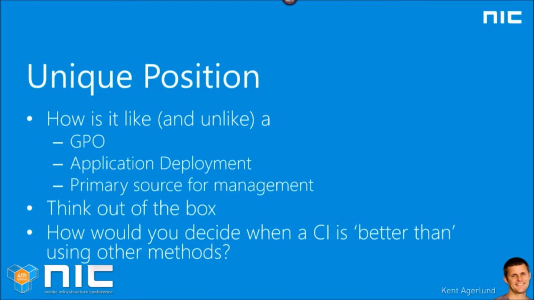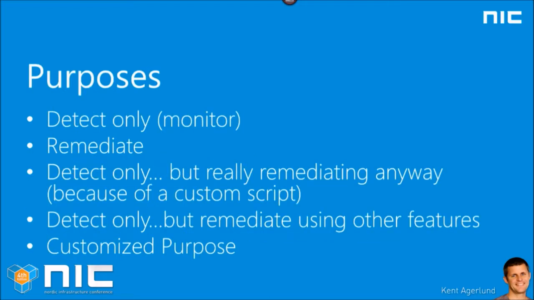I mean, we do not use CIs as a primary method to distribute applications. The app model is still way better for doing that. So there are, of course, some limitations in here. So what are the purposes?